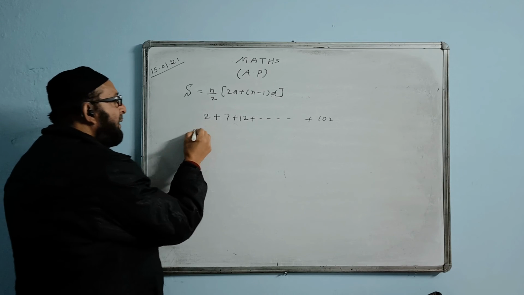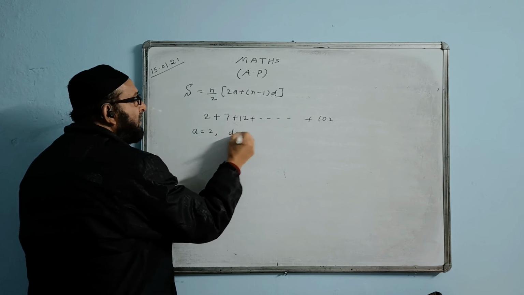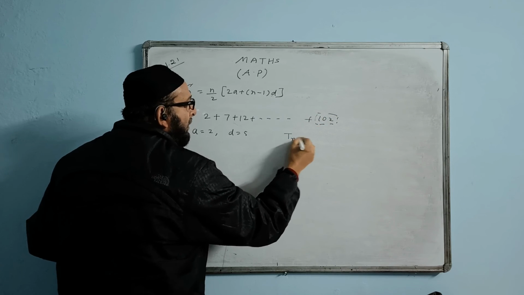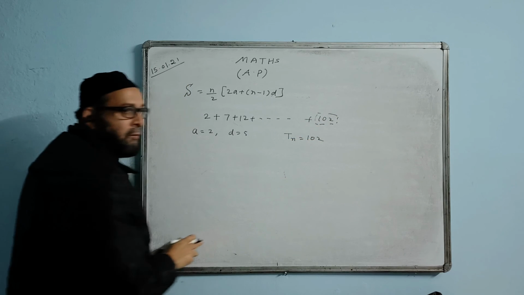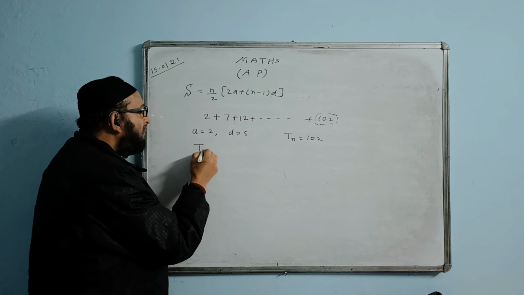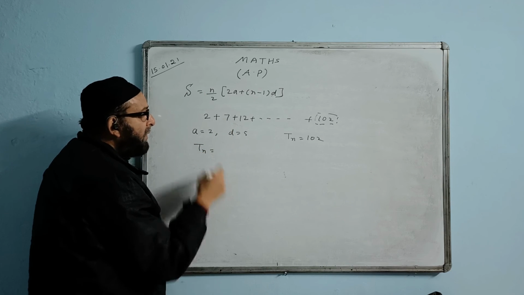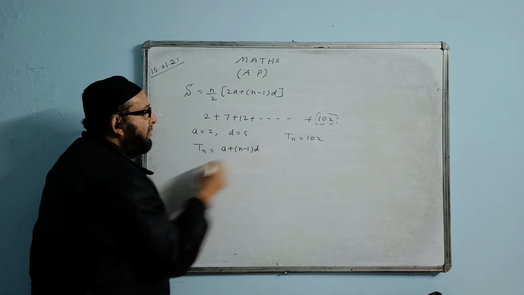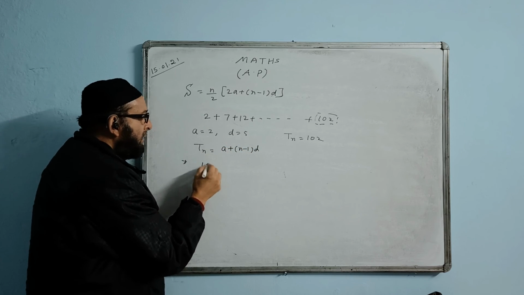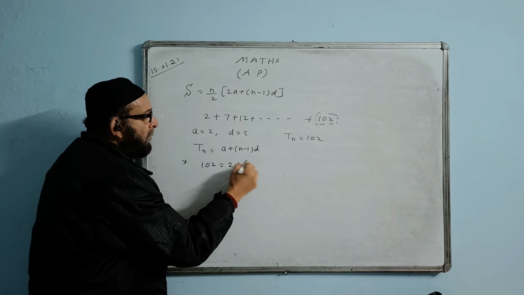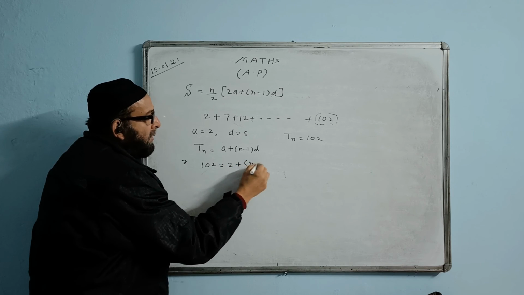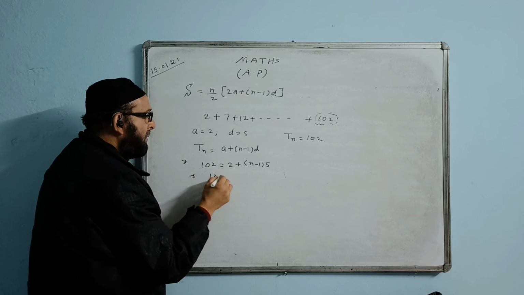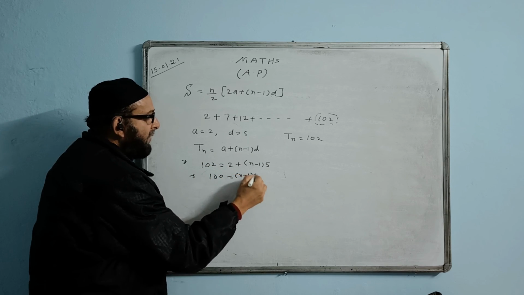First we write: a value is 2, common difference is 5. This will be the value of the last term, no? This is the last term given. Last term is Tn. Tn value is 102. What is the formula of Tn? First we will find the value of n and then we will find the sum. Tn formula is a plus n minus 1 into d. I think we have done it just now also. 102, a value is 2, n minus 1, d value is 5. 102 minus 2 will come 100 is equal to n minus 1 into 5.